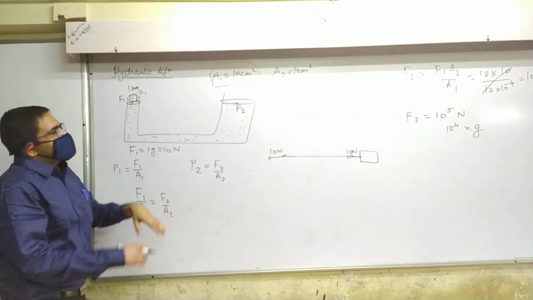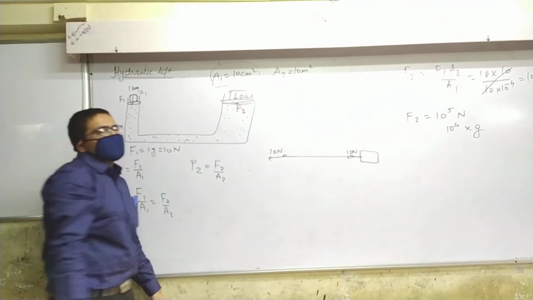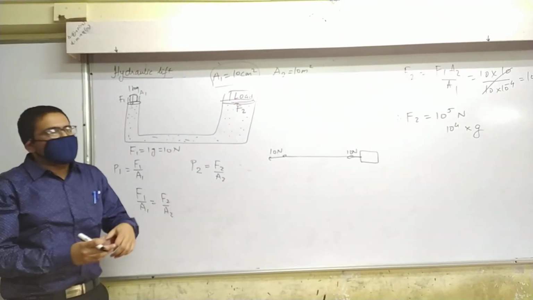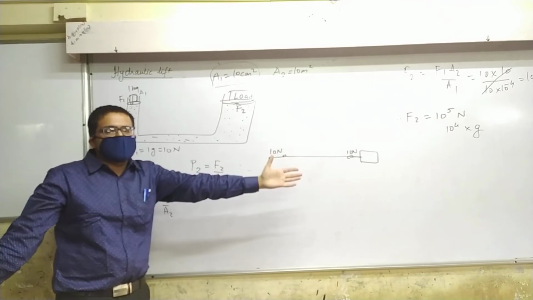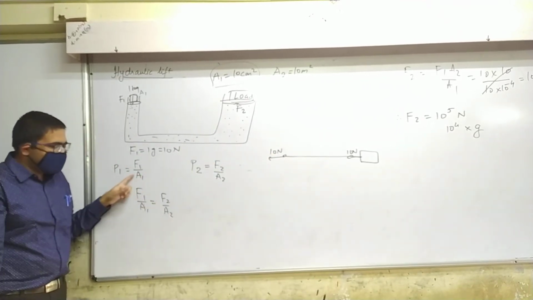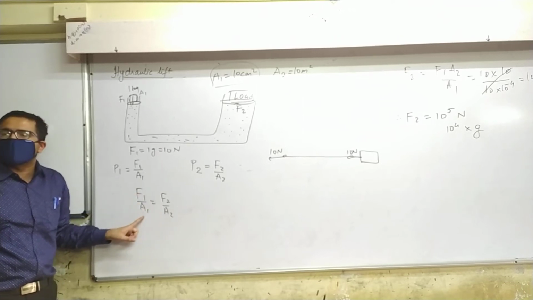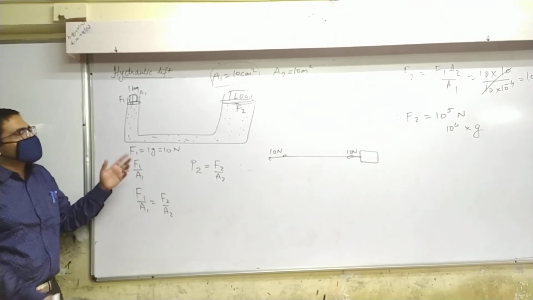So always, whatever you want to lift, the load here, correct? The load will always be put on the larger piston. Do you realize that F2 is greater than F1? F2 is greater than F1 because A2 is greater than A1. Suppose you put them equal.